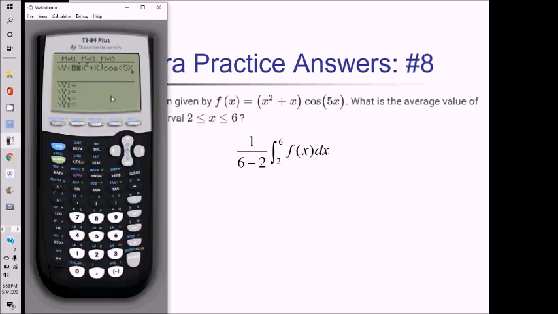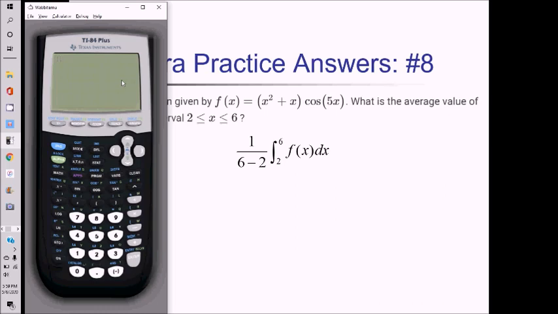calculator. To start this process on the calculator, just to make things a little bit smoother, I'm going to put this f of x function in my y equals as y1. So now I don't have to rewrite it ever again. And then quitting out of there now, let me do this setup here.